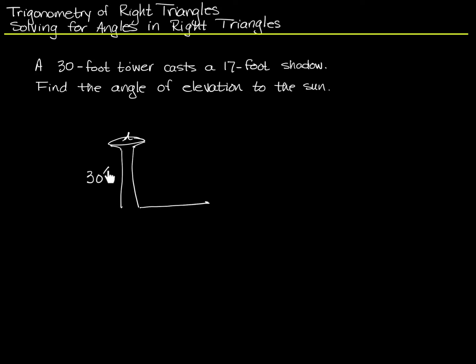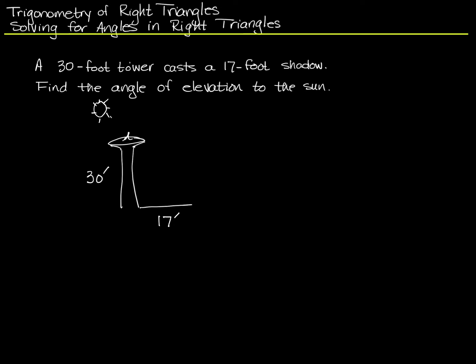This, by the way, is a symbol for feet. It's a shortcut. Not all of you may know that, but that's what that means. So I can say 17 feet here. The shadow is 17 feet and the tower is 30 feet. So the sun must be about there, maybe. This is why I'm not an art teacher.